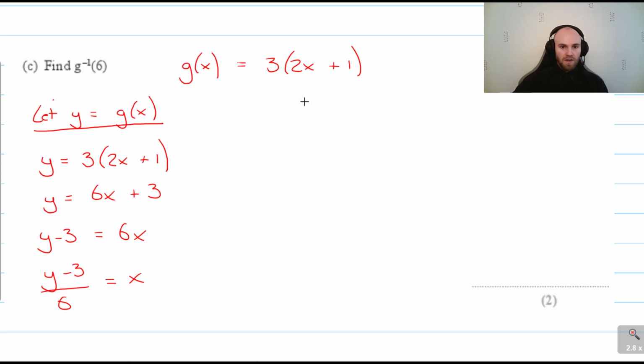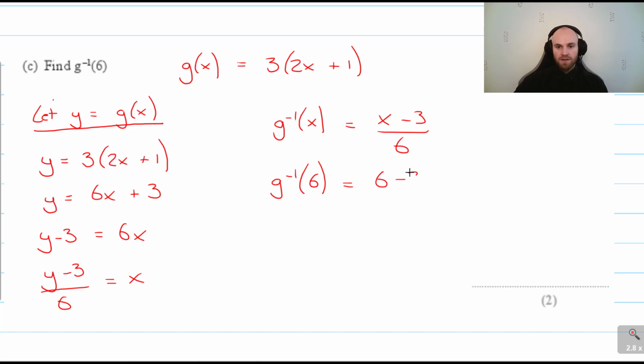Okay. So it's going to be g inverse of x equals, we're going to swap this y for x. It's going to be x minus 3 over 6. And remember, we are asked to find the inverse of g with 6. So we're going to swap all of the x's for 6. So that is going to be 6 minus 3 over 6. Well, 6 minus 3 is 3. Divided by 6 is going to be a half.